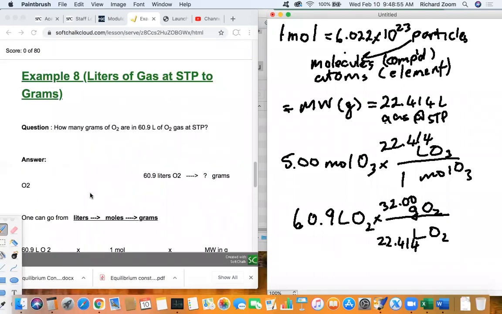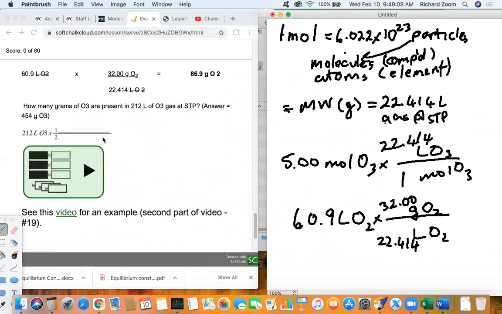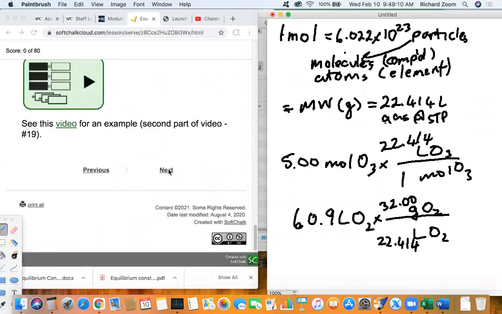Does anybody have any questions? So really, these conversions are given to you in the question, so you don't have to memorize them. So it's really nothing to memorize. It's all about the setup.